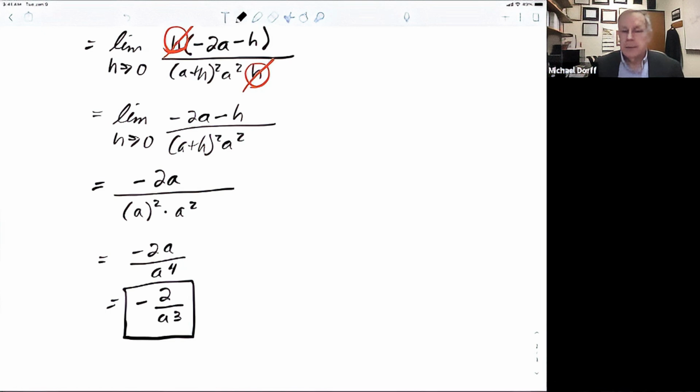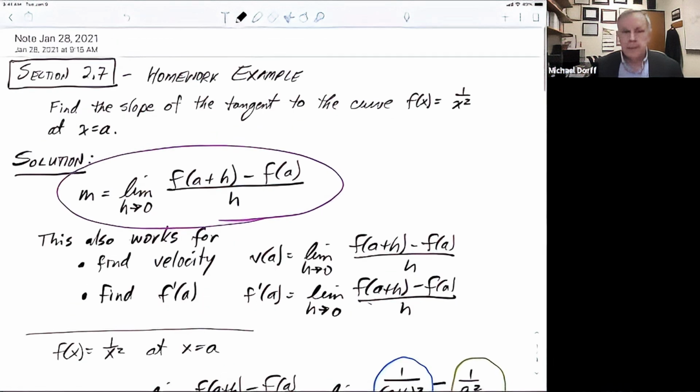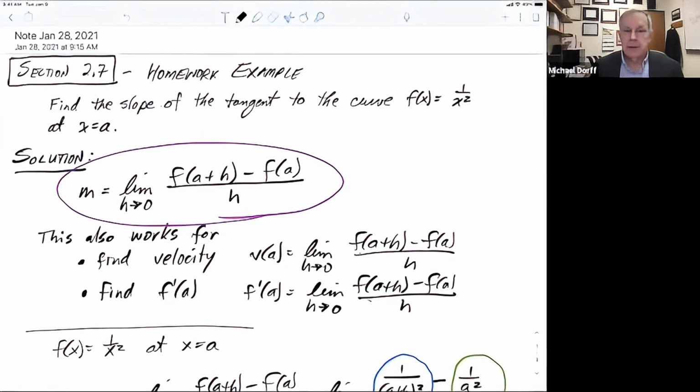Again, remember that in this type of problem, we were trying to find the slope of the tangent line. And we did. The slope of this tangent line to the curve f of x equals 1 over x squared at x equals a, we found that. It was negative 2 over a cubed. But this also works if the problem had said find the velocity of the function f of x equals 1 over x squared at x equals a. And this also would have worked if the problem said find f prime of a if f of x equals 1 over x squared.